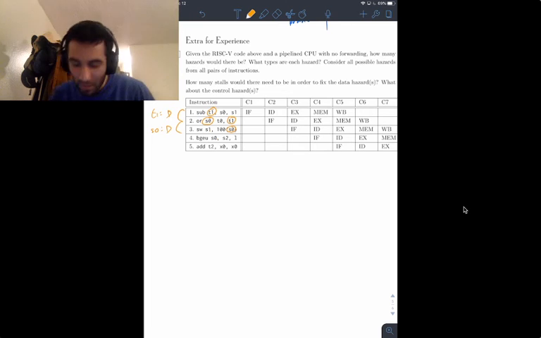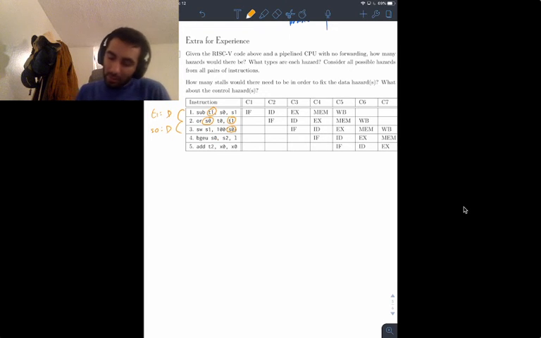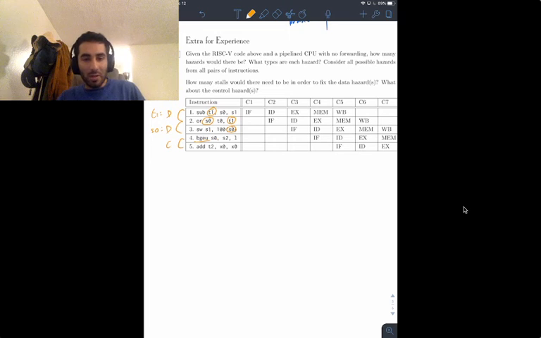Is S0 used by anybody else? Nope. What about S1 right there? No, no future instructions are using that one. Yeah, seems like we're good there. So it seems that we have two data hazards. And then, in addition, we also have a control hazard right here. It's a control hazard because we have a branch instruction. Branch instructions induce control hazards. Branches and jumps always induce control hazards.